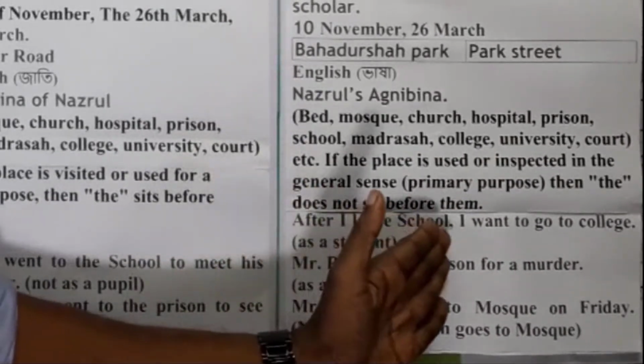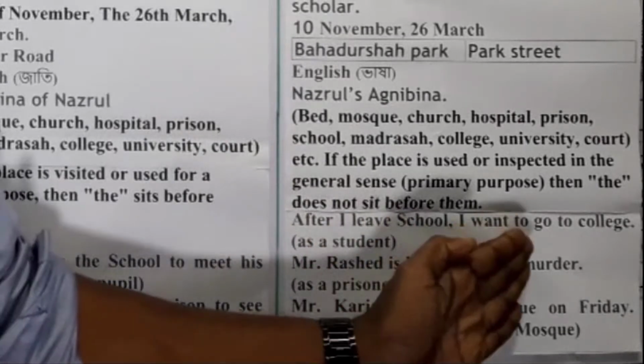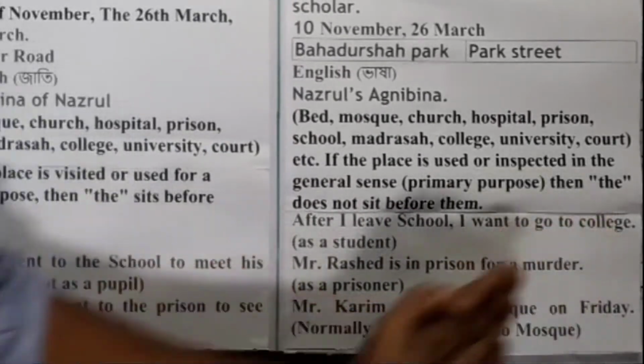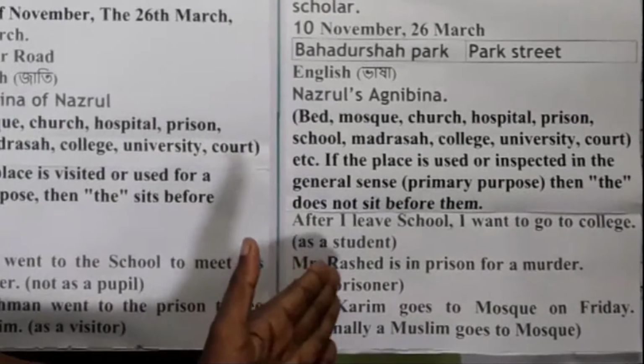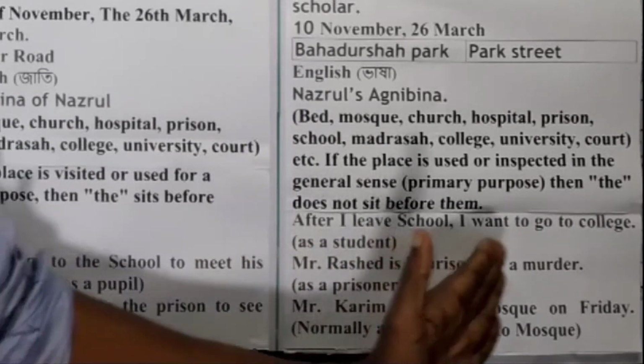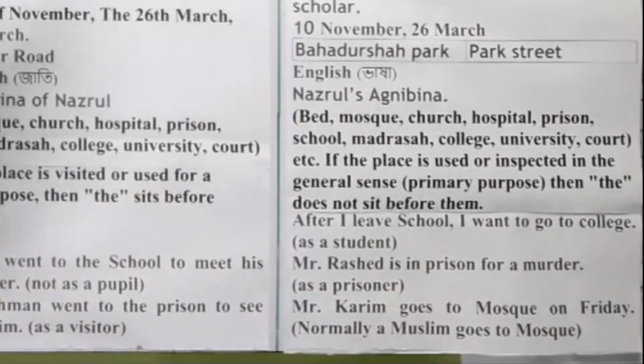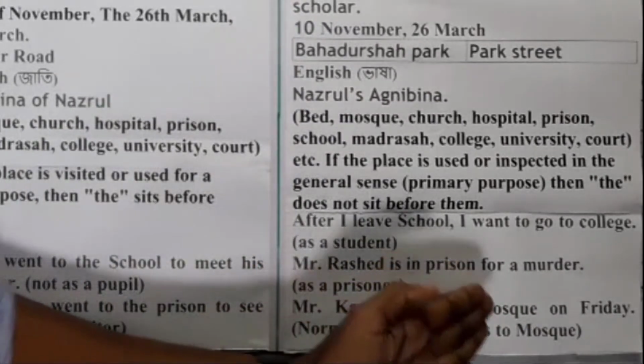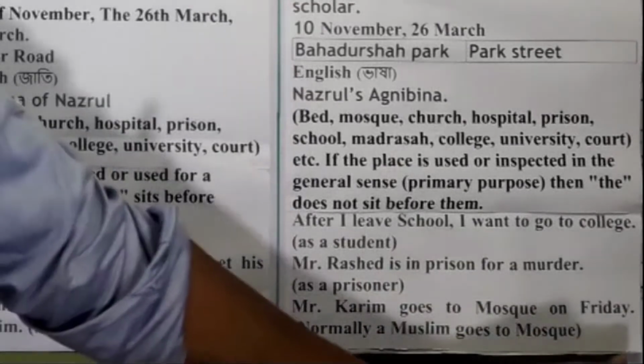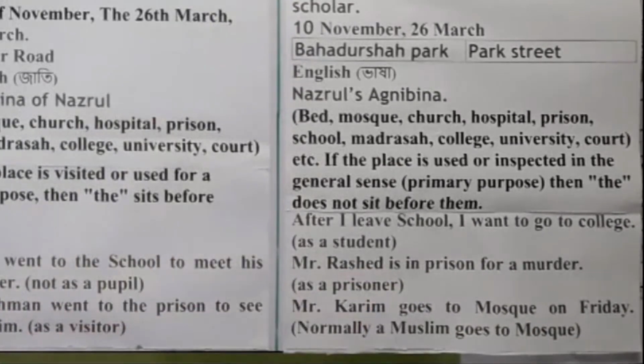After I leave school, I want to go to college as a student. Mr. Rashid is in prison for a murder, as a prisoner. Mr. Karim goes to mosque on Friday. Normally a Muslim goes to mosque.